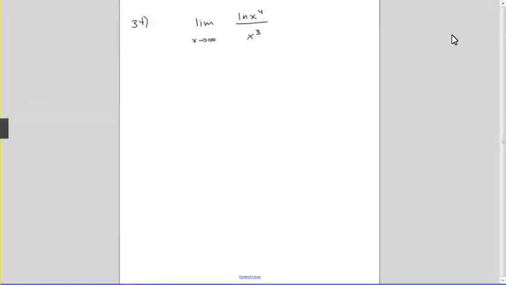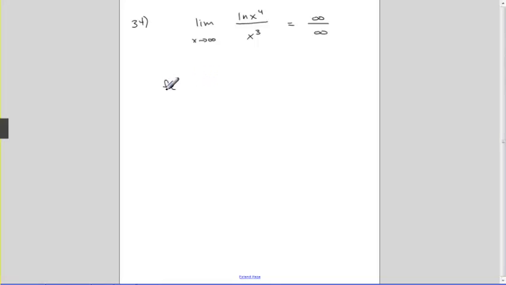This is problem 34, chapter 8, section 7. So again, this is a case where we're letting the limit go to infinity. If you put the natural log of infinity to the fourth, it's going to be infinity. And of course, the denominator is going to be infinity. So we have this infinity over infinity thing. So we're going to use the properties of logarithms first, and then we're going to apply L'Hopital's rule.